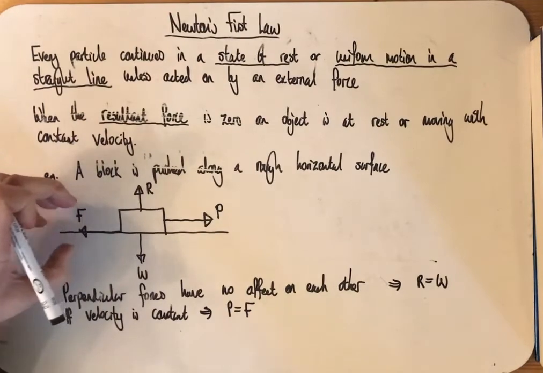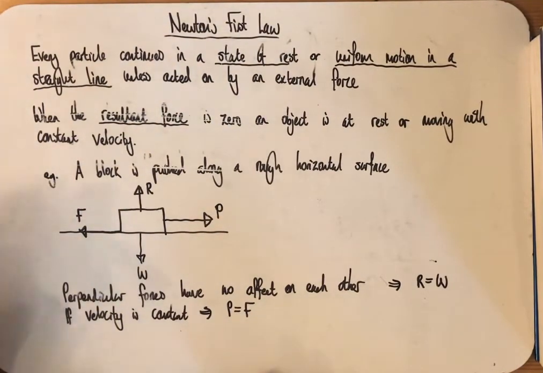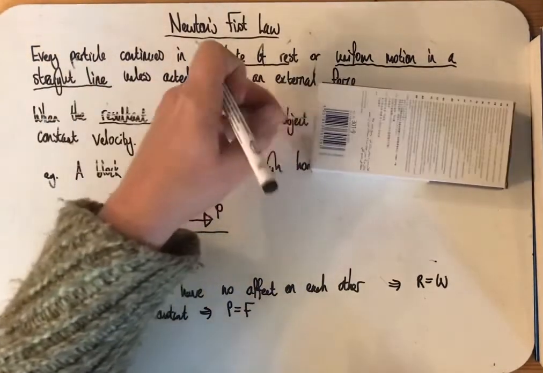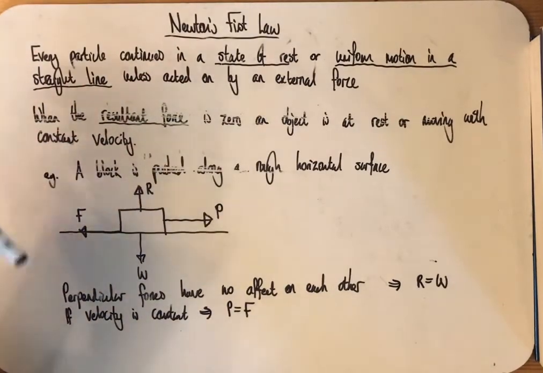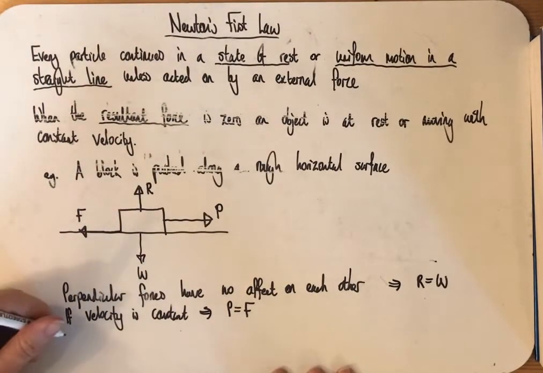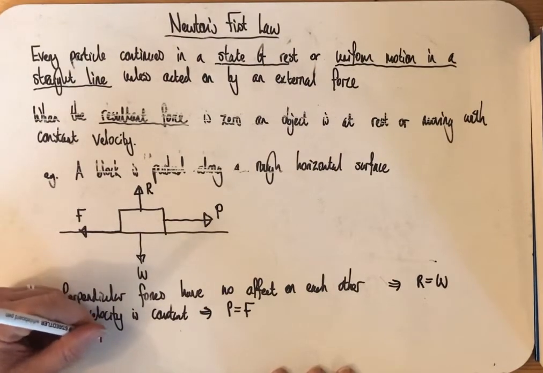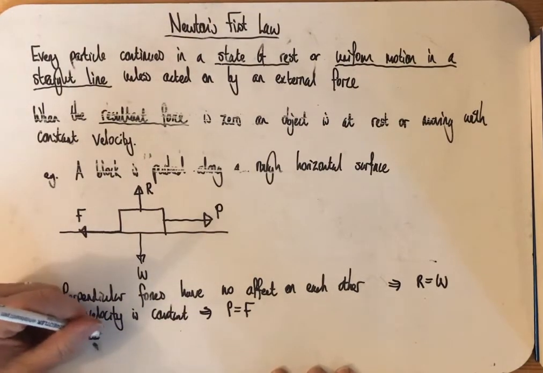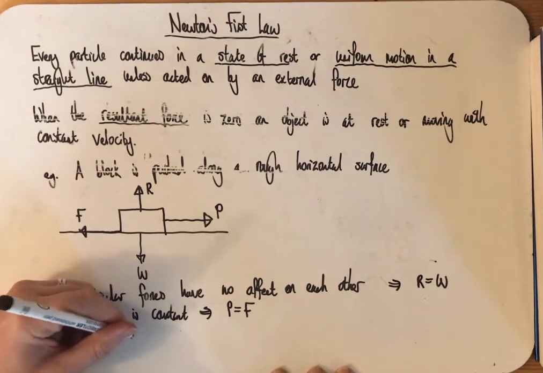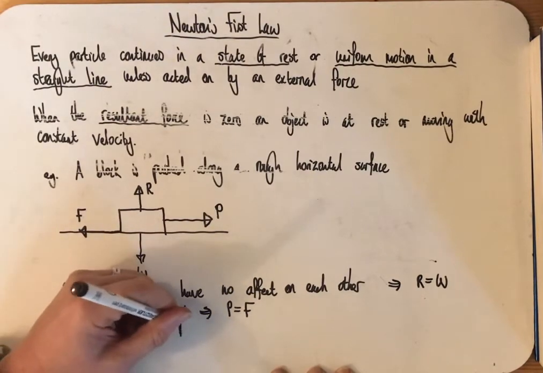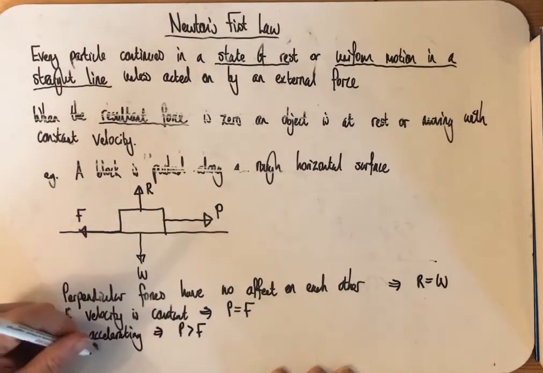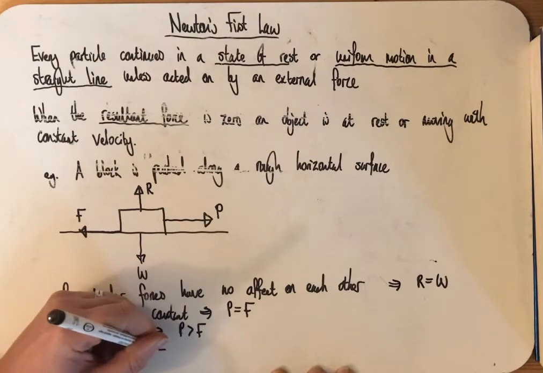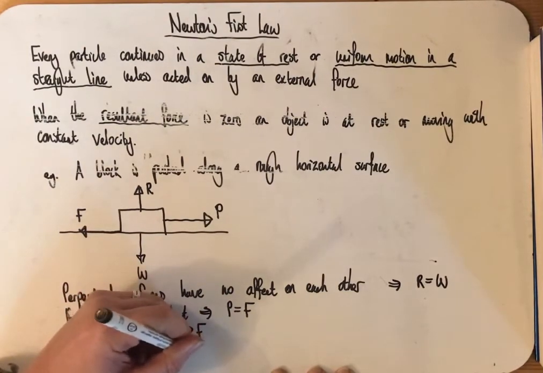If you're pushing more than the frictional force, then the box will be accelerating. You can zoom back if you need this. So it'd be accelerating if I'm pushing with a larger force than the resistive force. So if accelerating, P would be bigger than F, and if it's decelerating, then F will be bigger than P.